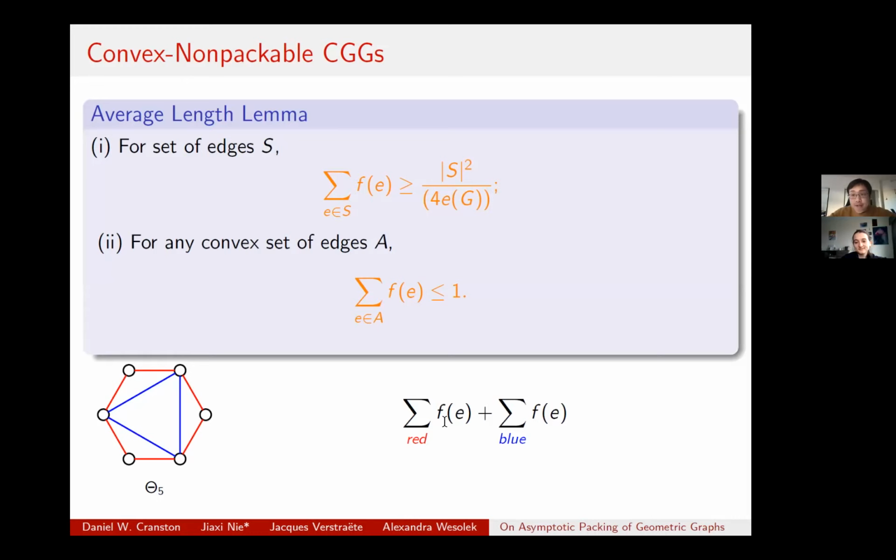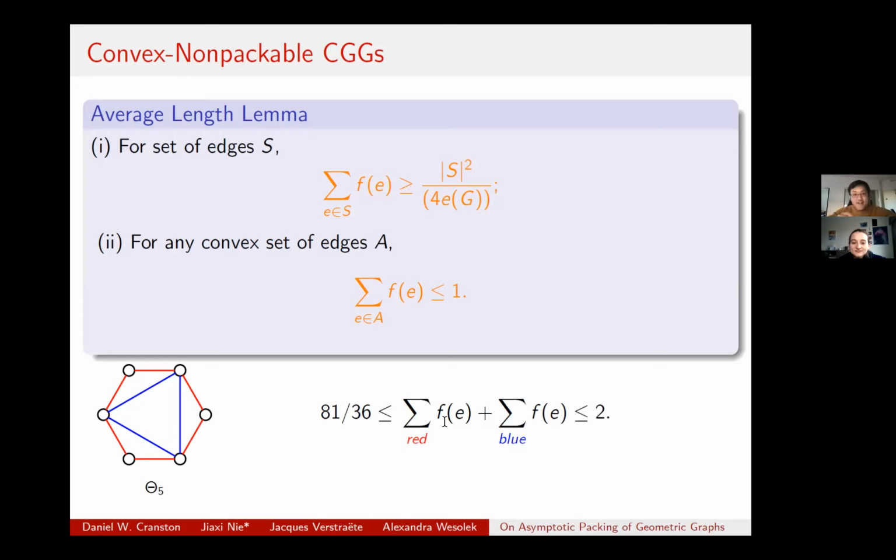Now, by the first condition, this sum is at least 81/36. This is because we can see the set of red edges and blue edges as one set. So if we combine them, they have 9 edges in total. So the size of S is now 9. So it is 9 squared over 4 times the number of edges, which is 9. So it's 9 squared over 4 times 9, so it is 81/36.